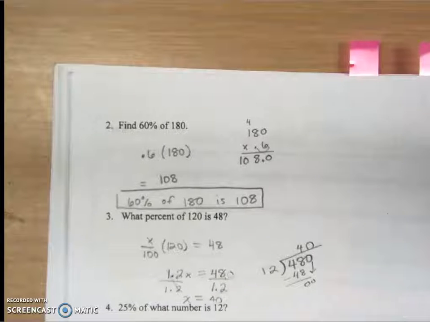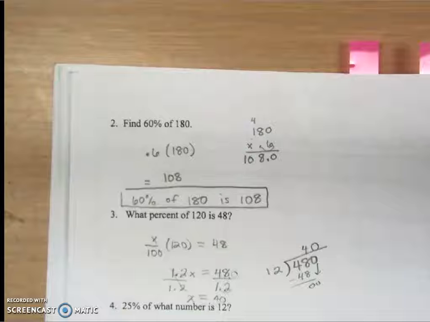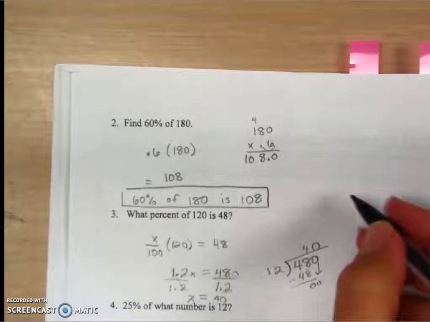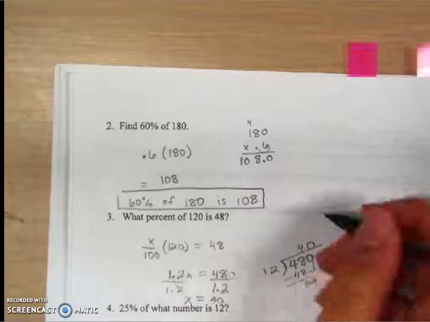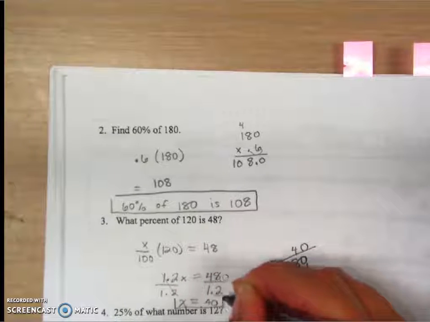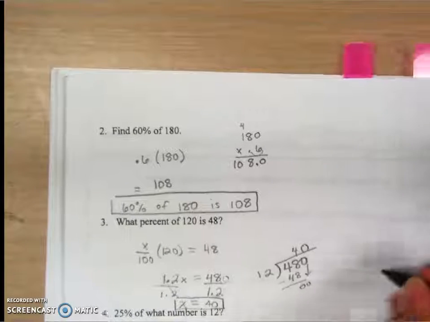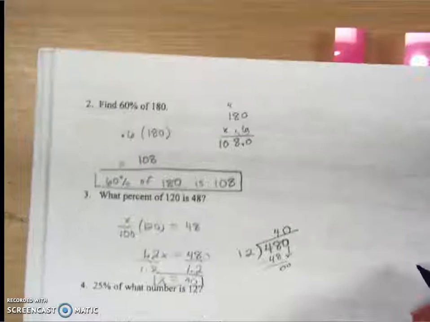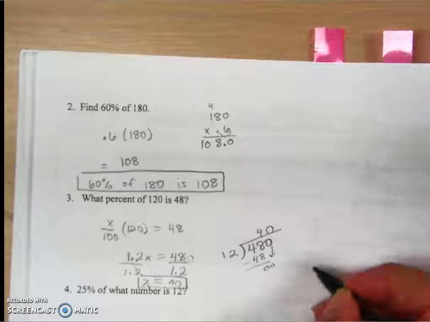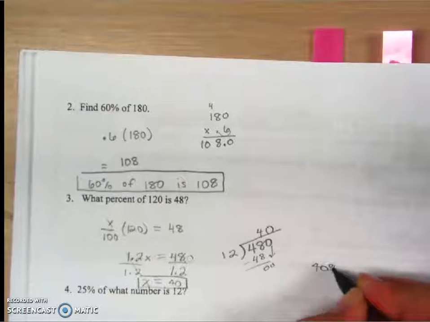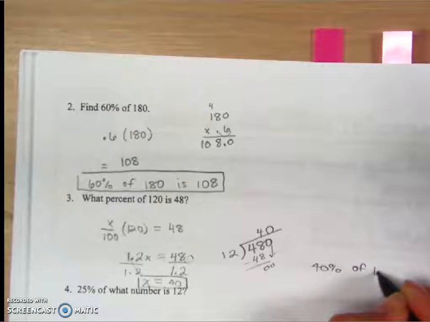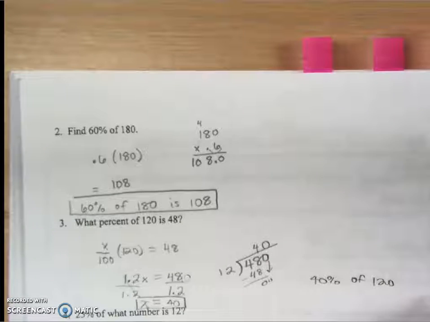And so in this situation, what percent of 120 is 48? We would say, what is this? 40. There it is. 40%. Let's write our answer over here since I kind of used up that space. All right, here we go. 40% of 120 is 48.